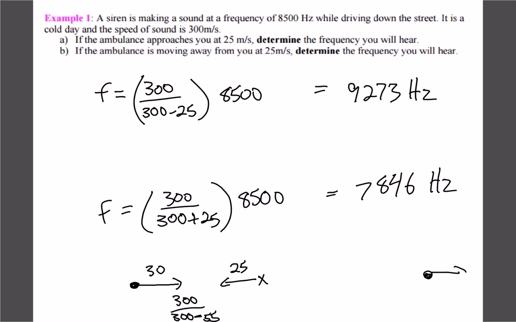Let's look at sort of the opposite. If we're going 30 one way and the siren's going 25 the other way, together they're moving apart at 55, so we go 300 over 300 plus 55. So together and apart, that part still works the same.